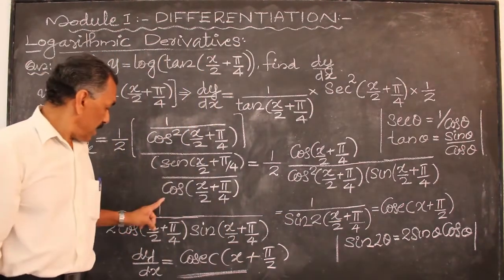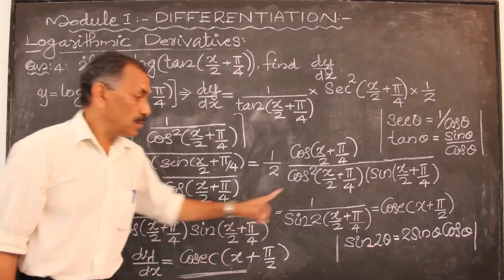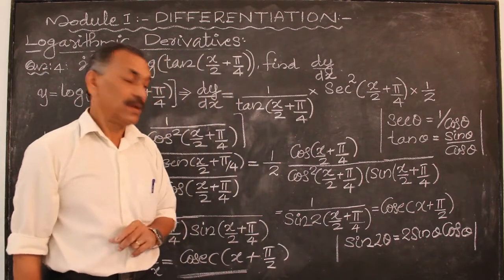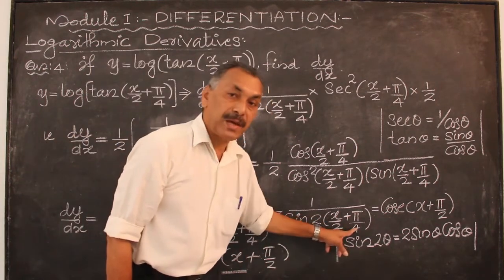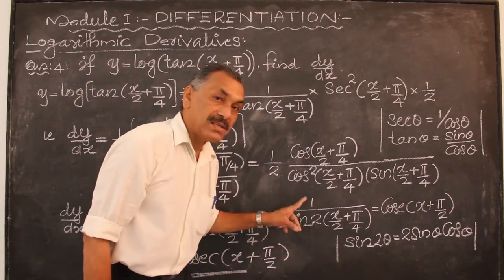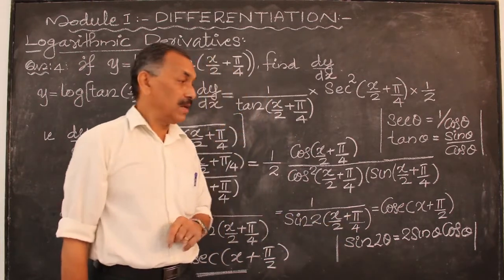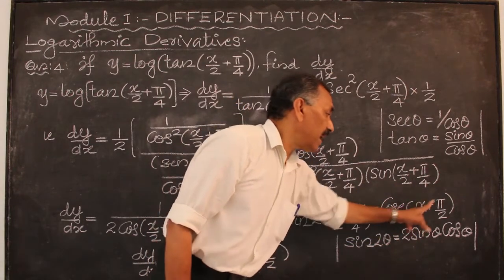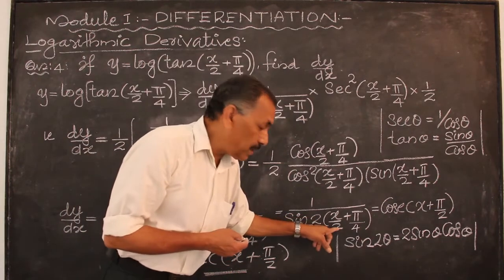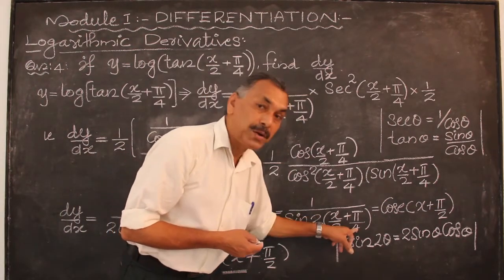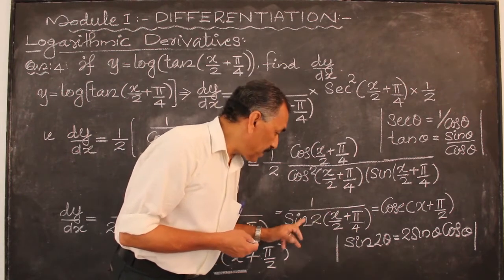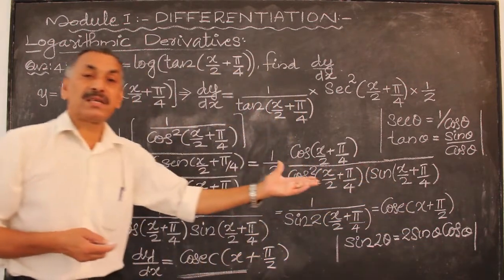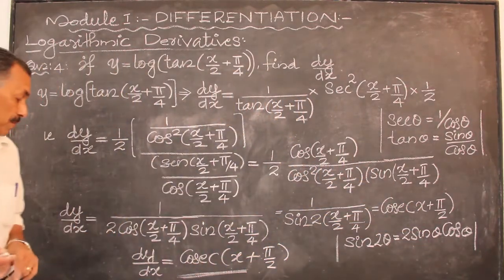Okay, 1 divided by 2 sin theta cos theta; 2 sin theta cos theta means sin 2 theta, that 2 into x by 2 plus pi by 4, 2 into x by 2 is x, multiplied by pi by 4, and then 1 divided by sin of x plus pi by 2. Now what is 1 by sin theta? 1 by sin theta is equal to cosecant theta, and then cosecant of x plus pi by 2. So d by dx is equal to cosec of x plus pi by 2.